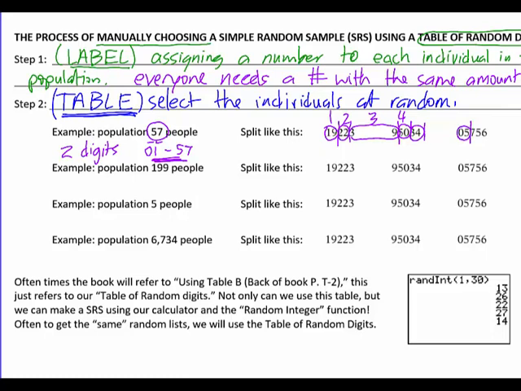05 is someone who's in the lower end of the list. That'd be the 5th person, person number 5. Okay, 75. Uh-oh. We see that 75 does not fit within the range. It's too big. That person doesn't exist, so I can't use that number.